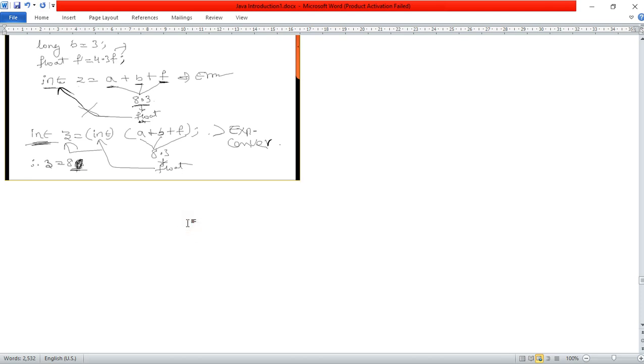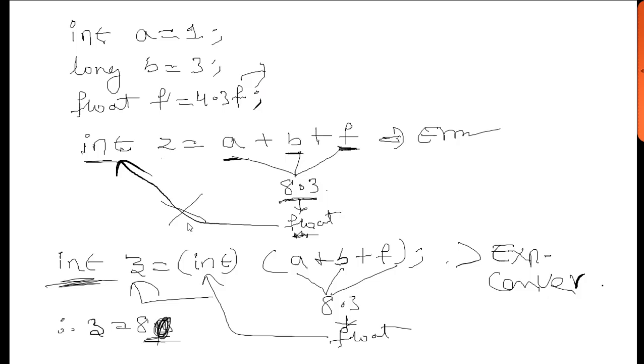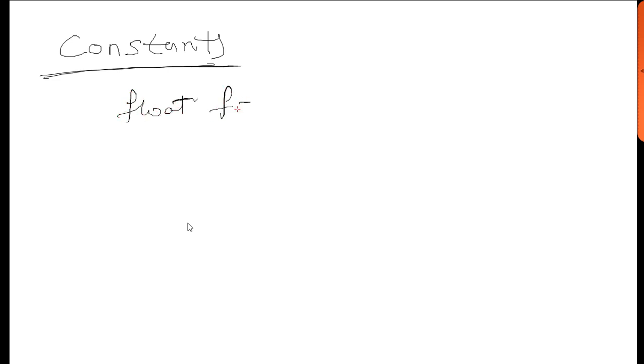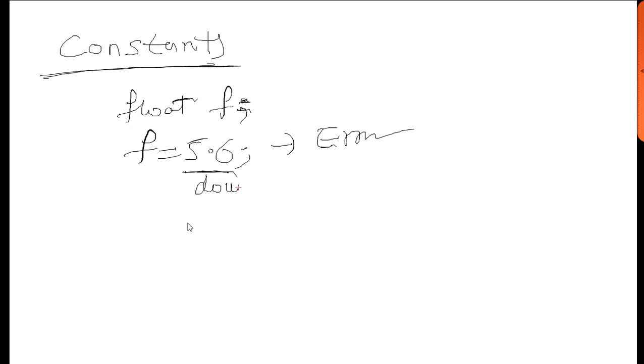Finally, now we are going to understand simple examples. Let us understand some more things. We are now going to understand about constants. What do constants mean? Let's take an example, please. Suppose I say float f is a variable, and f is equal to 5.6. This causes an error again. Why error, sir? Because 5.6 will be considered as a double.